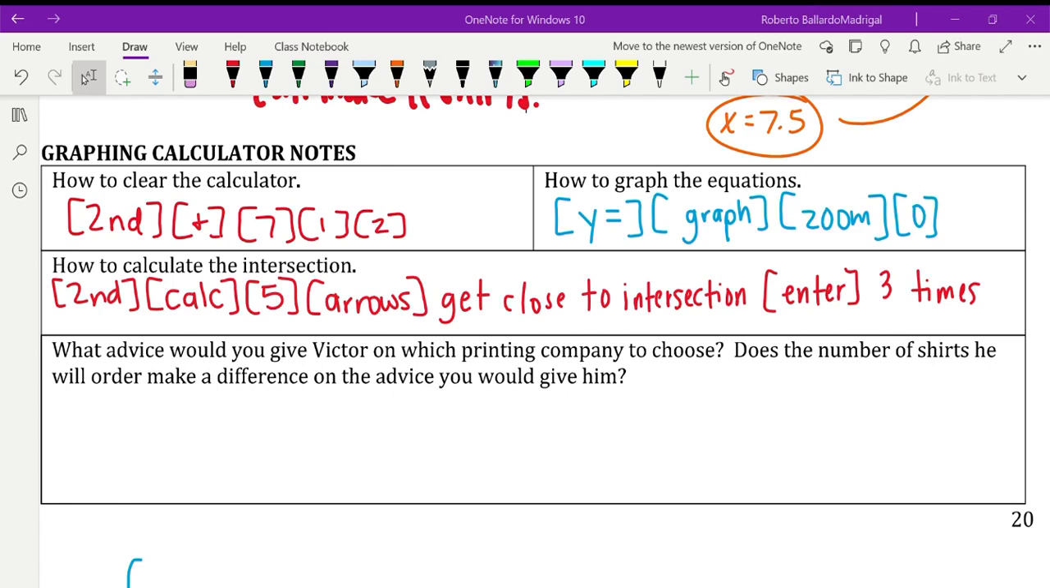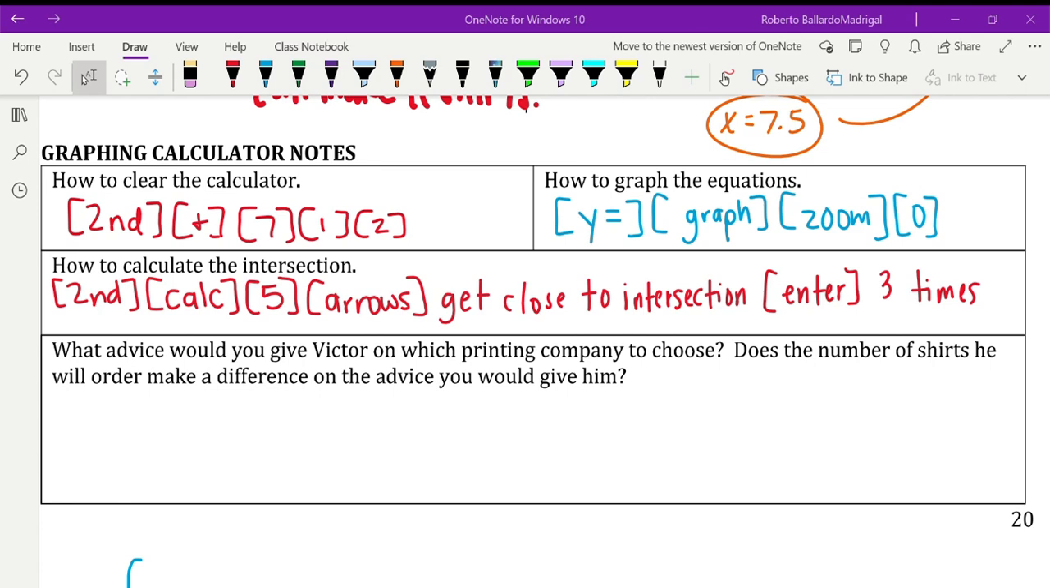Okay. So here's the thing. We know they're the same when you make 7.5 shirts. That the price is 67.5. By the way, your y-axis represents the price. Your x-axis represents the shirts. So at 7.5 shirts, the price is 67.5. They're the same. But what advice would you give Victor? Which company should he go with?